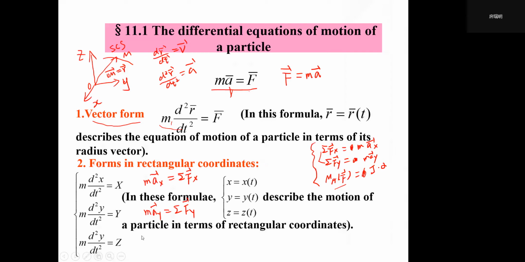Okay, so here we can also write this as m a_z equals the sum of F_z. Here we are talking about the differential equation of a particle, because the particle, which we call 质点, only has mass. We do not consider its shape.